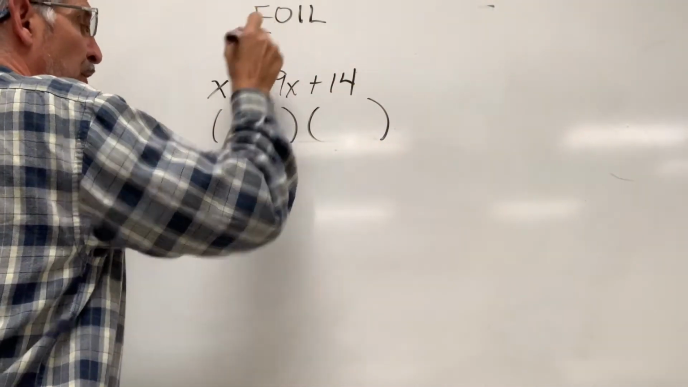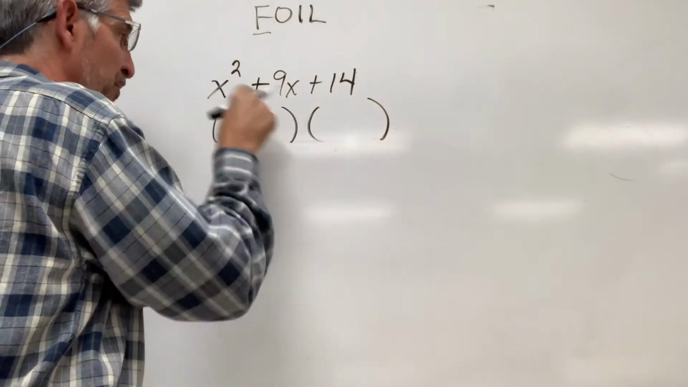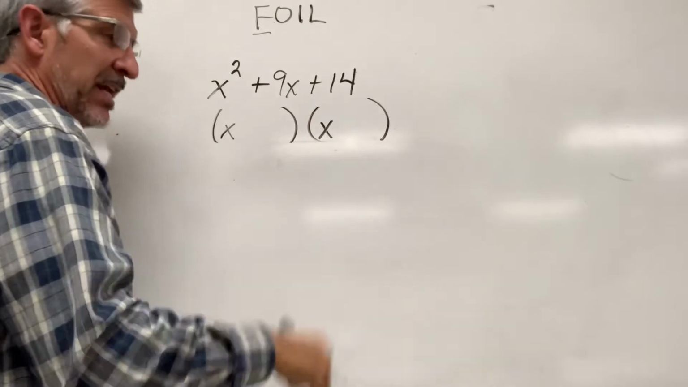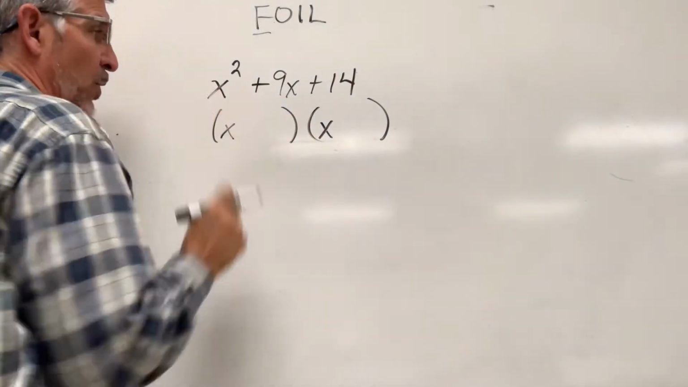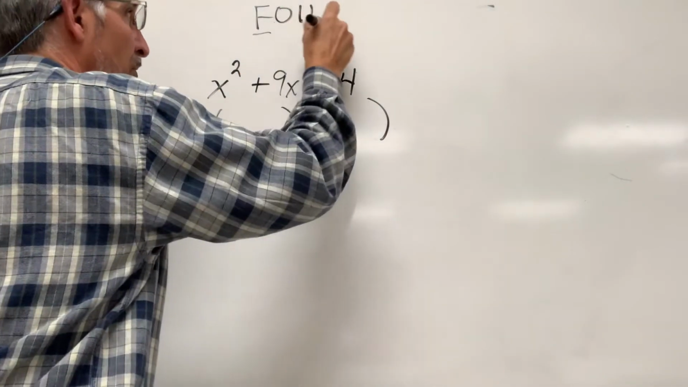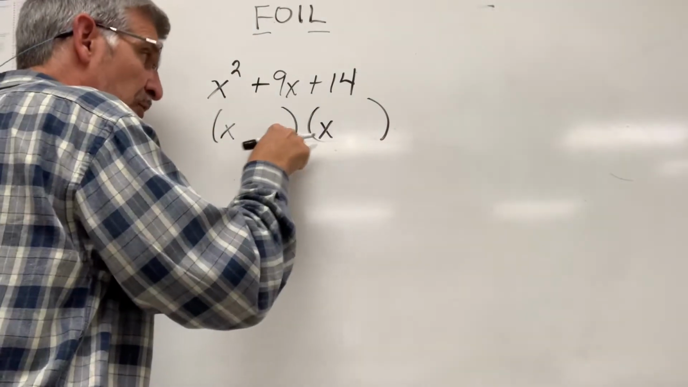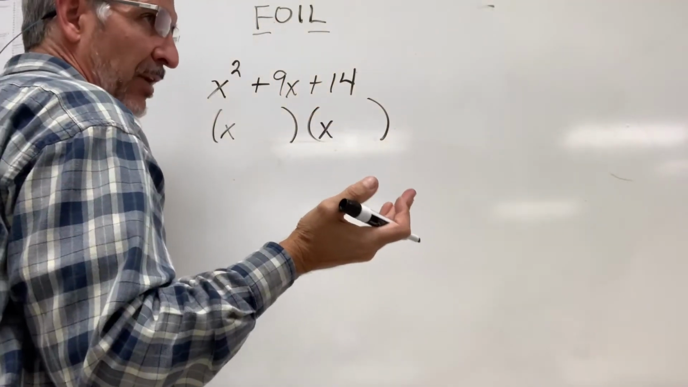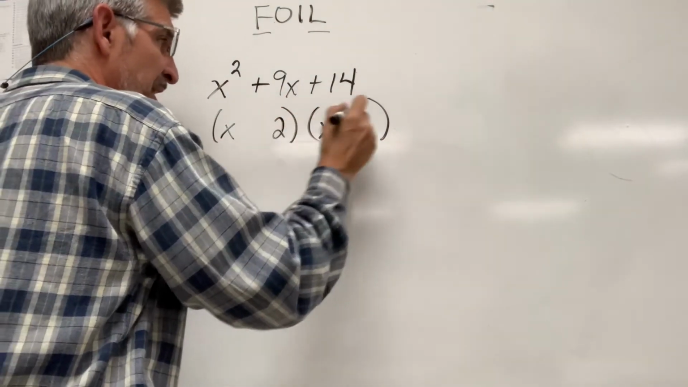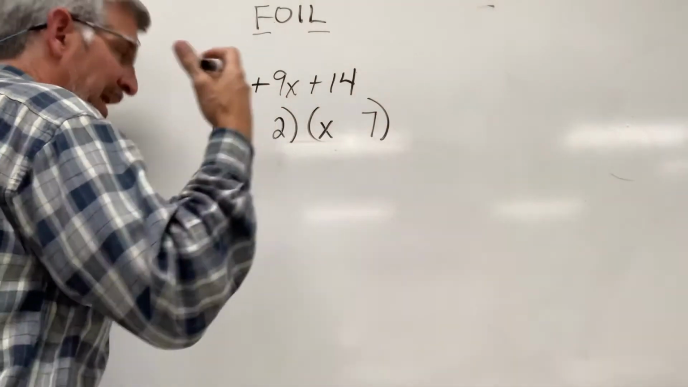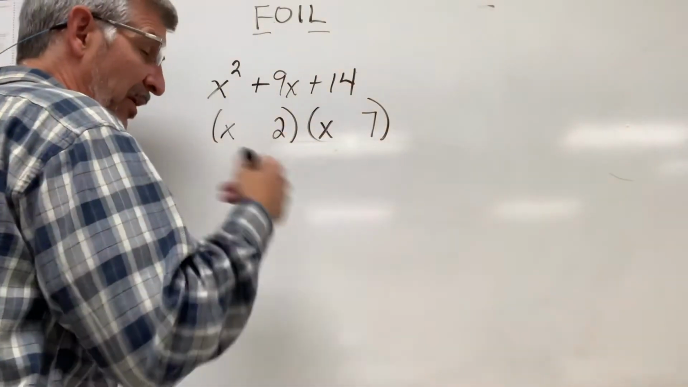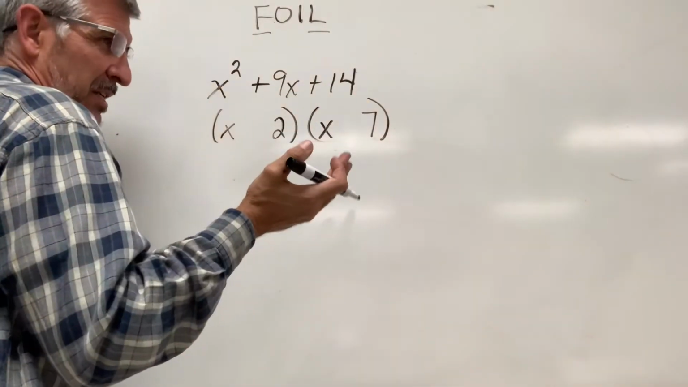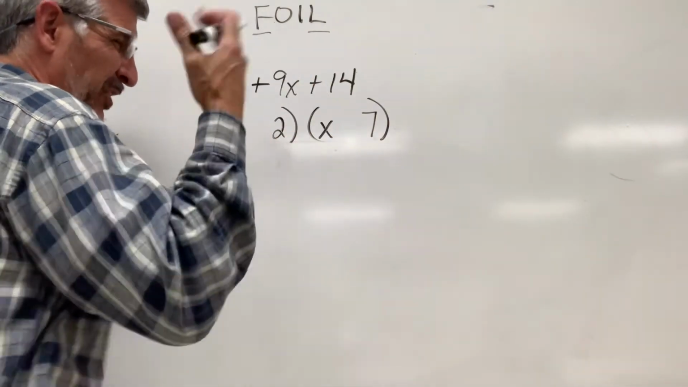F stands for first. You take the first term and the first term, and you try to get the first term there. So that's x times x. Student asked me why, because x times x is x squared. Now, you take the L, and you try to get the last term and the last term. This is just an acronym. It just stands for first, outer, inner, last. So 2 times 7 would be 14. And then that's how you get the 14 right there. I do not teach put your signs in there yet. These are easy because they're plus, but when they get negative, they become a little bit confusing.